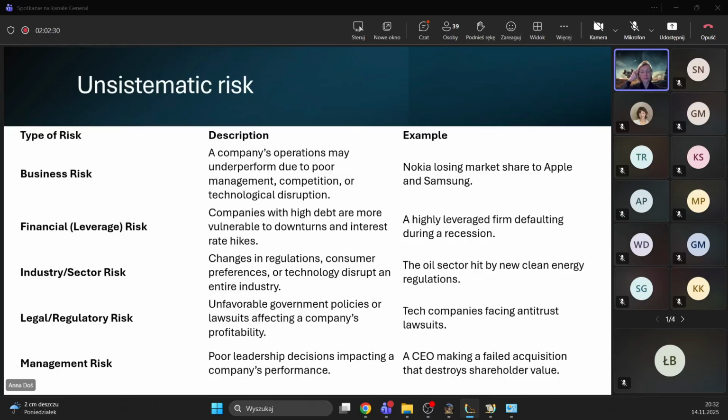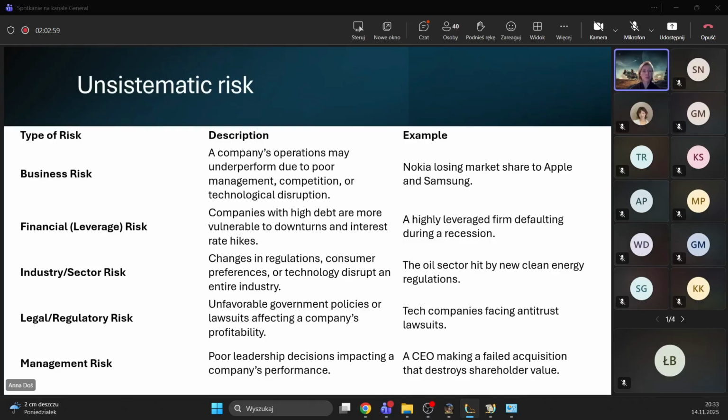And this can be diversified. For example, if you are interested in IT or telecommunication, you could invest in Nokia. You would lose money once Nokia lost market share to Apple. But you could diversify this risk by investing simultaneously in Apple and Samsung, because Apple and Samsung gained on Nokia losing the market share.